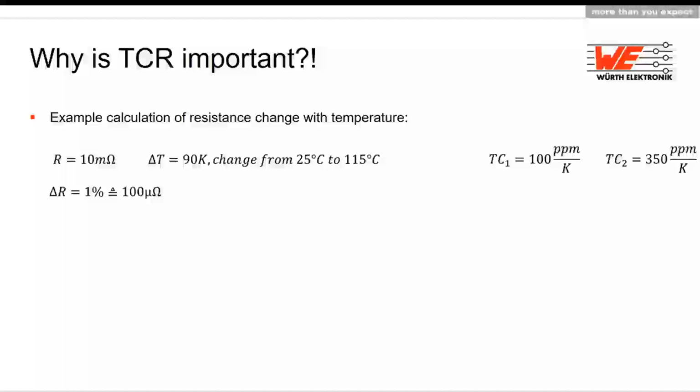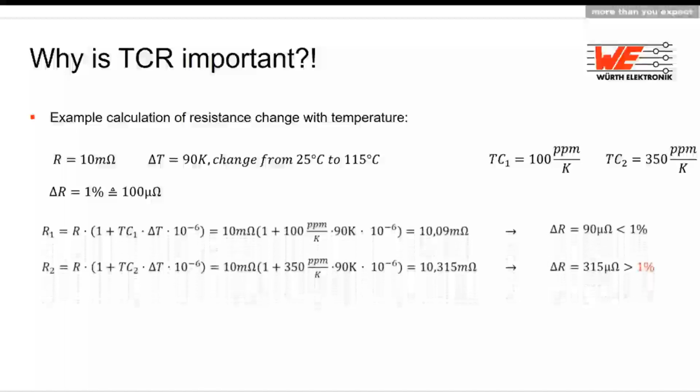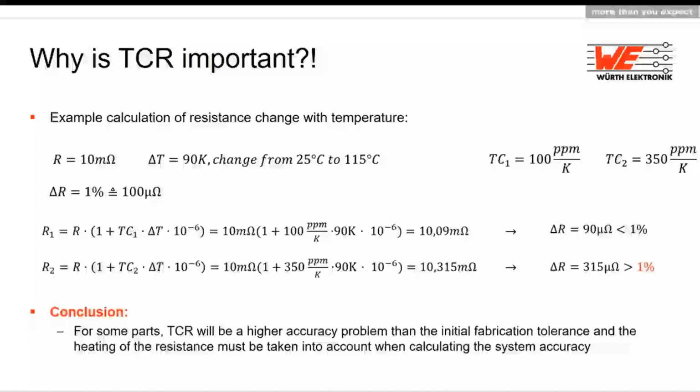In this example, our 10 milliohm part has 1% tolerance, and we calculate what happens if we heat up 90 degrees hotter than the ambient, and calculate the impact of the TCR of 100 and 350 ppm per degree Celsius. So with the 100 ppm, we still don't have a big issue, because the resistance deviation because of the heating is still less, and the tolerances win. When we have a look at our 350 parts per million change, we might run into problems if we ignore how warm the resistance will get. In this case, the deviation because of the temperature is more than 3 times the possible deviation from the tolerances.